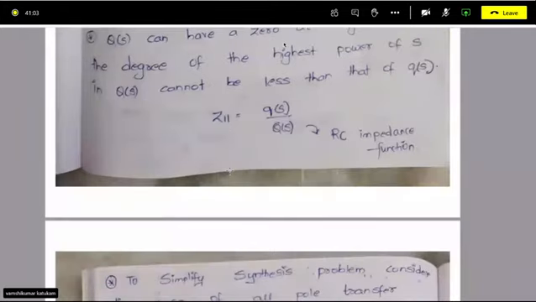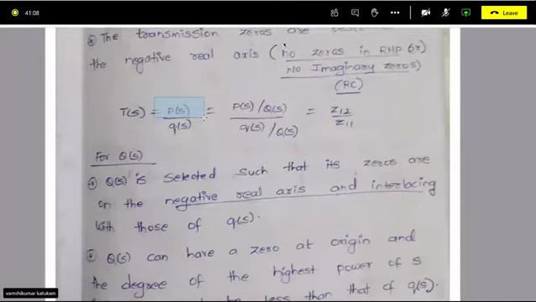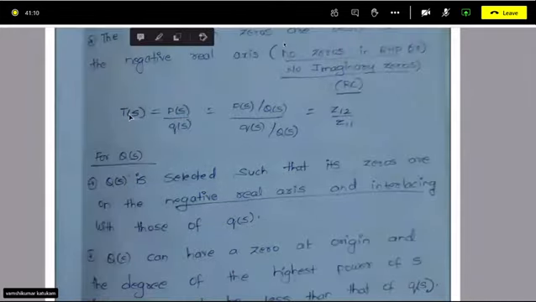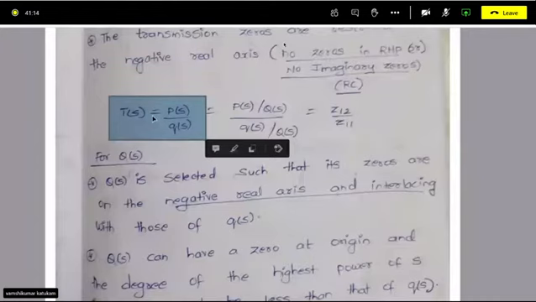Based on this transfer function V2 of s upon V1 of s, different filter networks are realized. Like you have low pass filter, high pass filter, band pass filter, and band stop filter. Just by looking at this highlighted portion of the transfer function, you can say what kind of filter it is. Low pass filter, high pass filter, right?